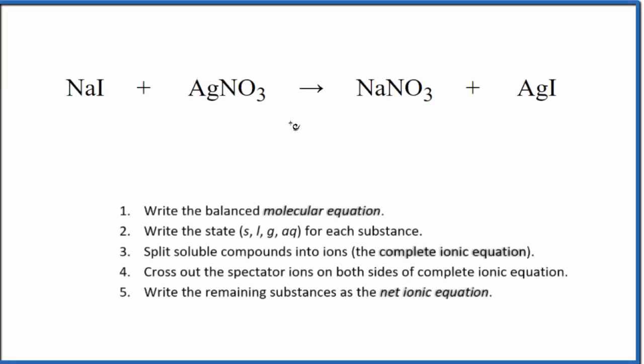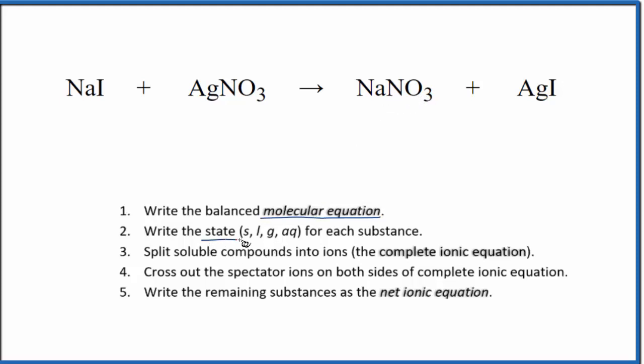In this video, we'll write the net ionic equation for NaI plus AgNO3, sodium iodide plus silver nitrate. The first thing we'll do is balance the molecular equation. In this case, it's already balanced, so we don't really need to do anything there.